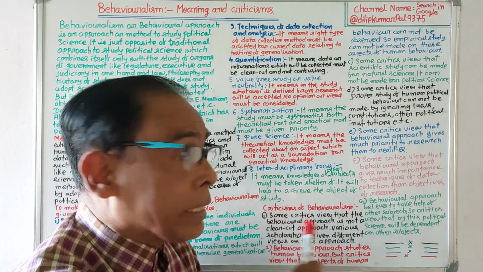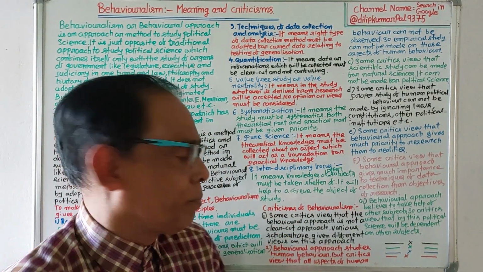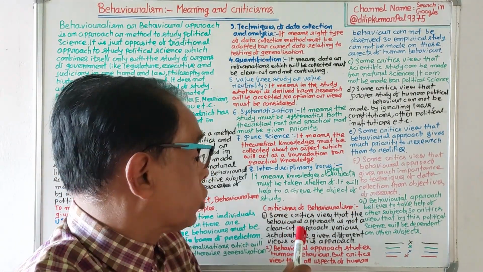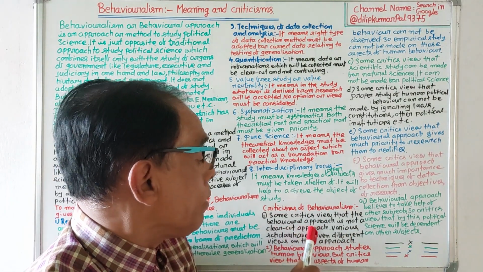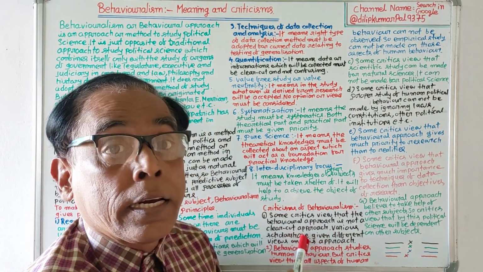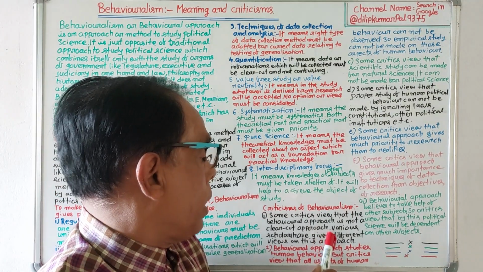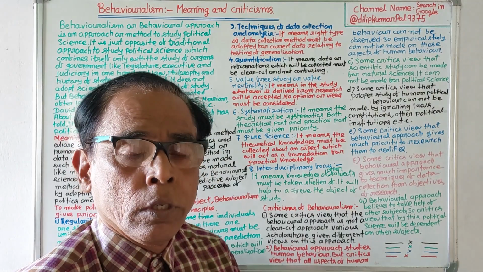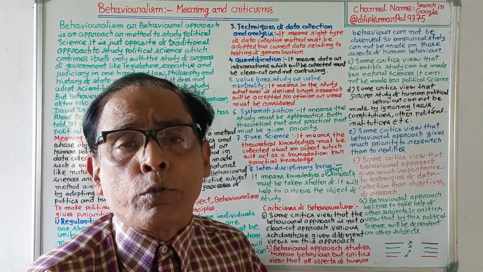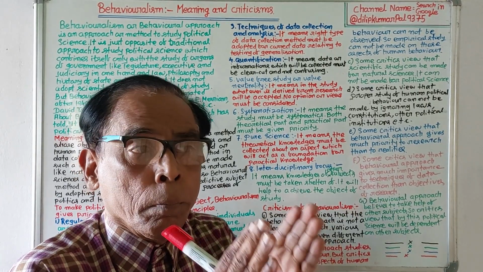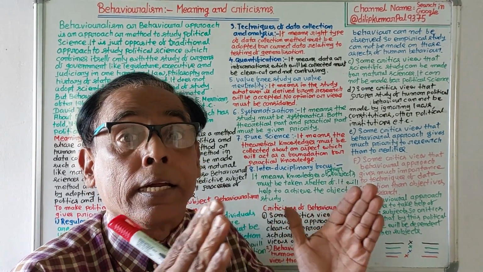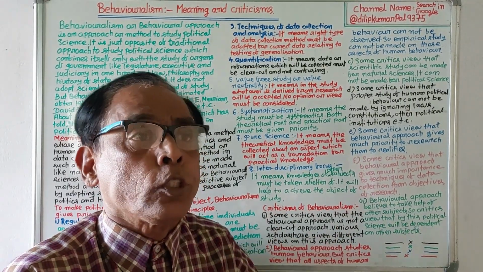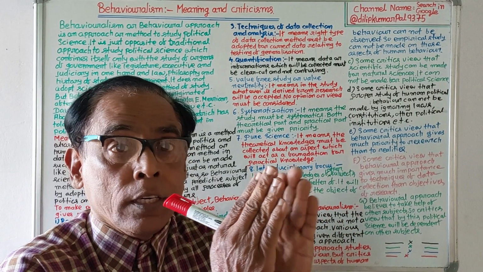Now discuss criticisms of behavioralism. There are some criticisms of behavioralism. Number one, some critics view that behavioral approach is not a clear-cut approach. Various scholars have given different views on this approach. So first criticism is that some critics view that behavioral approach is not a clear-cut approach because many scholars have given their views on it. So it is not a clear-cut approach.